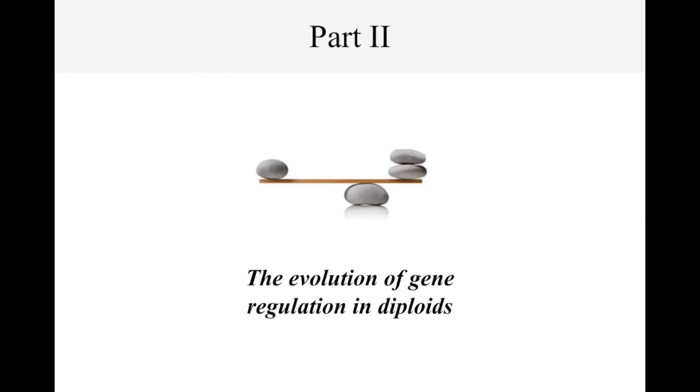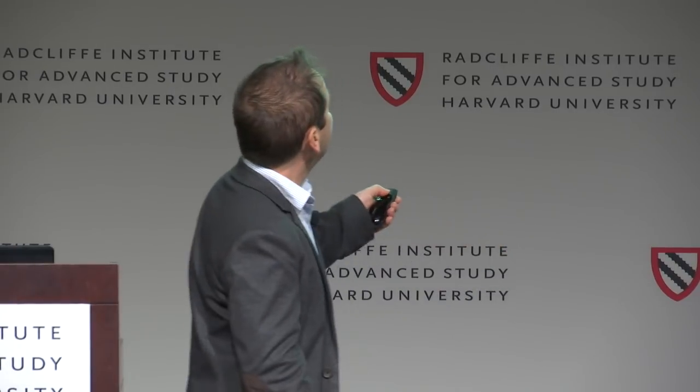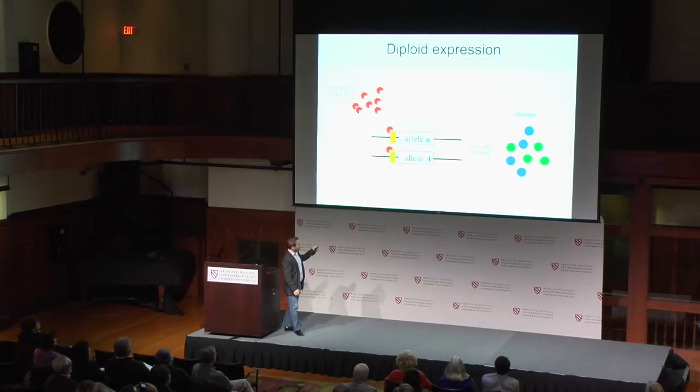So, the evolution of gene regulation in diploids. We go back to diploid expression. Here again, we've got a gene with two alleles with deleterious mutation. We've got a cis-acting regulator in yellow and a trans-acting factor, and they contribute to produce proteins, some of which are green because they are produced from that allele, some are blue because they are produced from that allele. They are roughly produced in the same amount because they've got the same regulatory sequence in cis.